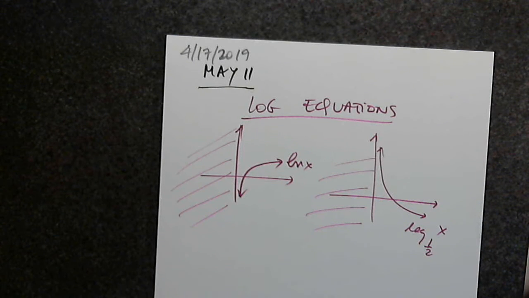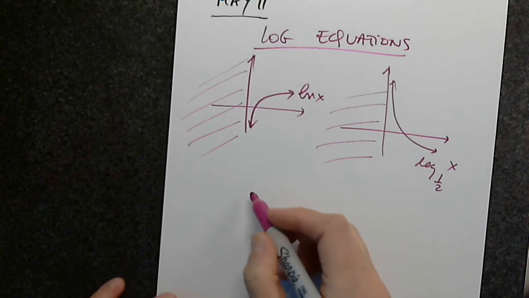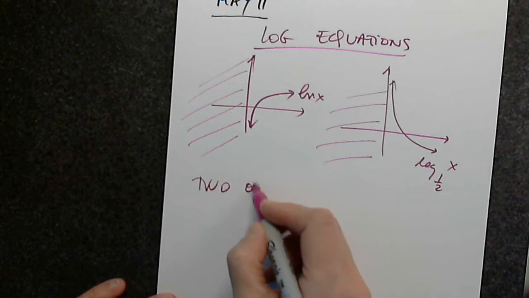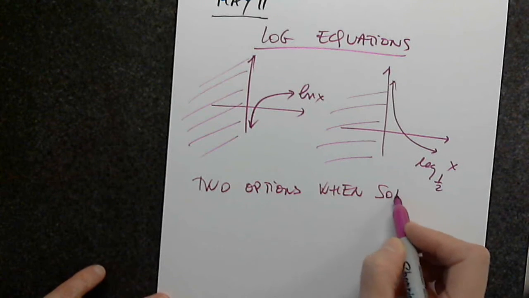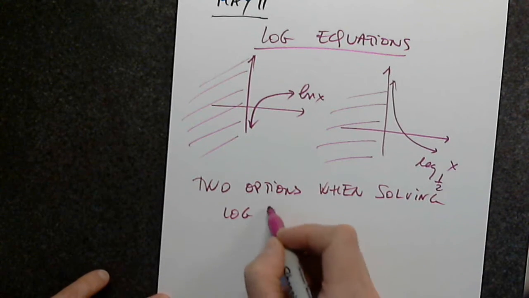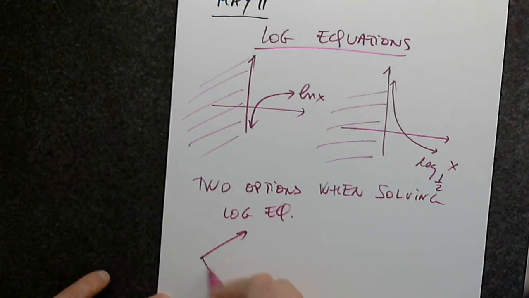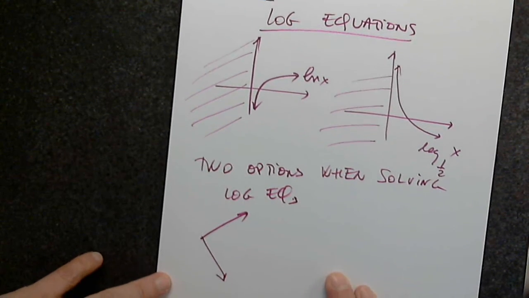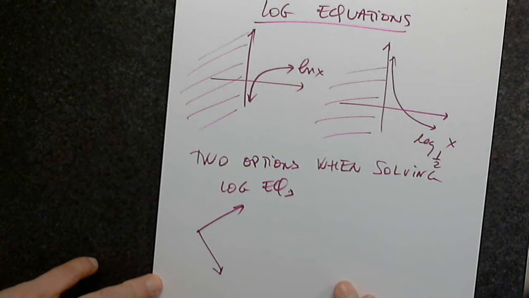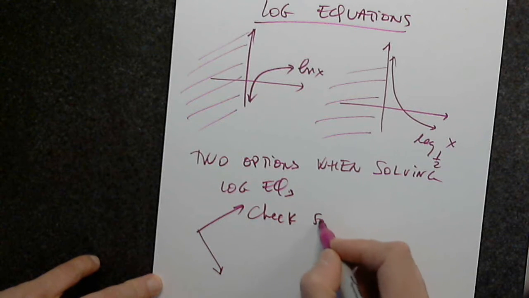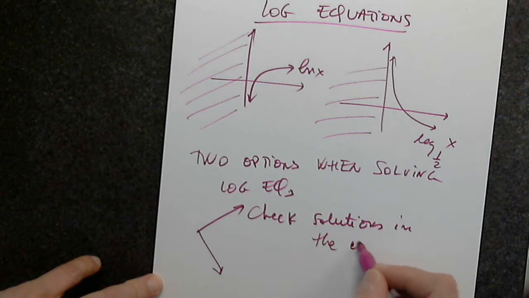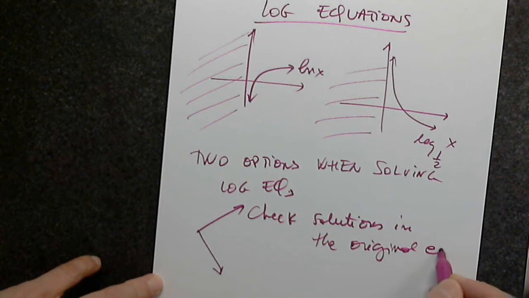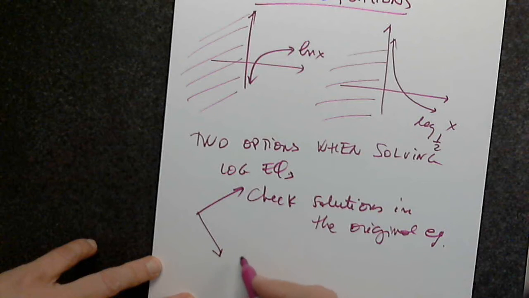So then, when we solve log equations, we have two options. I'm not telling you which option to pick, but you have to pick one or the other. One option is to check solutions in the original equation. The second option is to state the domain.